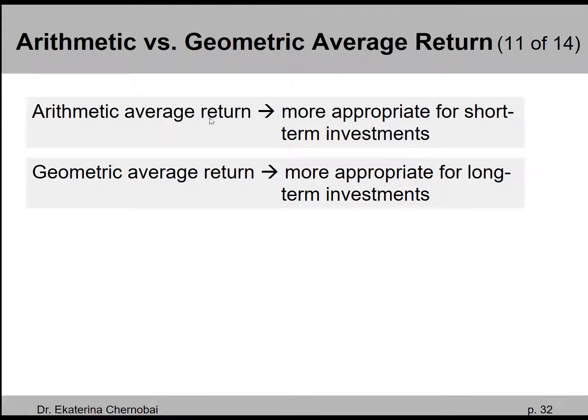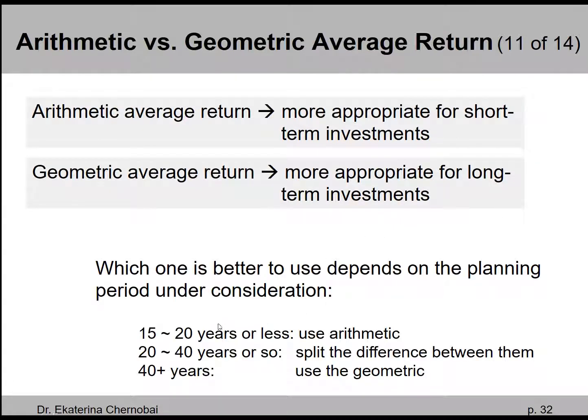Typically, the arithmetic average is more appropriate for very short-term investments, like you only want to invest your money for a couple of years. And then it's good enough to just find the simple average, which is what the arithmetic average is. The geometric average is more appropriate when you plan to invest your money for several years or many years, so for long-term investments. The rule of thumb that the book recommends, arithmetic is good enough to use if you invest for under 20 years, because in real life the arithmetic and the geometric results would be so close that it's not worth calculating the geometric one.